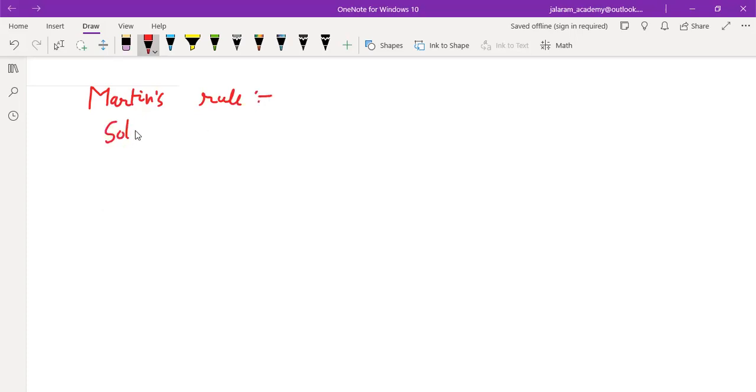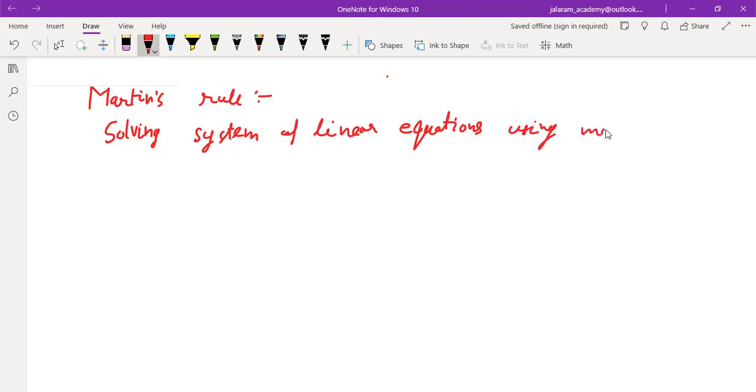Solving system of linear equations. Solving system of linear equations using matrix method.